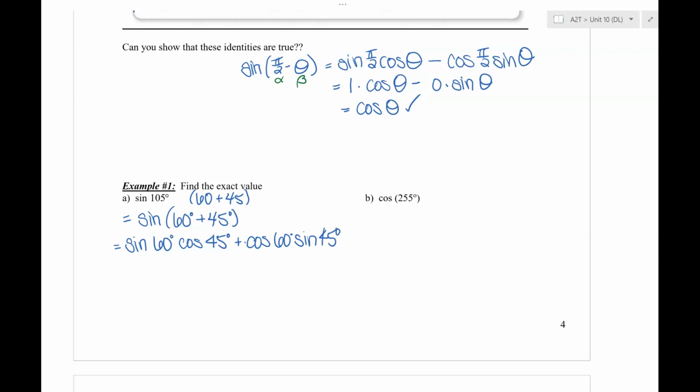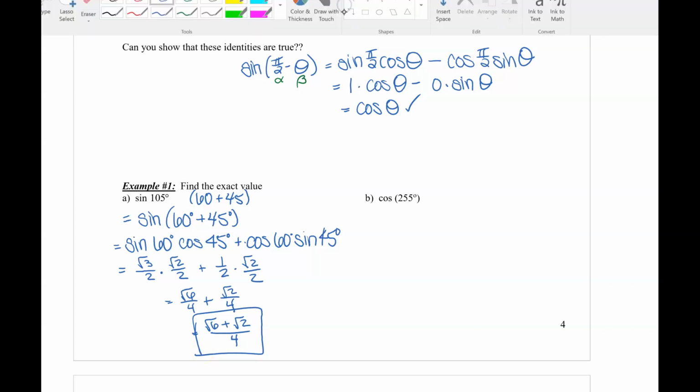Nice. Okay, so sine of 60, if you think about your unit circle, is going to be radical 3 over 2. Cosine of 45 is radical 2 over 2. Cosine of 60 is 1/2 times radical 2 over 2 for the sine of 45. That leaves us with the square root of 6 over 4 plus the square root of 2 over 4, and they do have common denominators, so we can combine them: square root of 6 plus the square root of 2, all over 4.